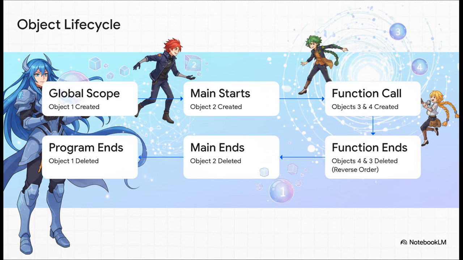Then main starts and object 2 is born. Then we call a function, and in that function, object 3 and then object 4 are created. But as soon as that function ends, they get destroyed in reverse order. 4 goes first, then 3, then main finishes, and 2 is destroyed. And the very last thing to go, right before the program shuts down, is that global object. It's a perfect last-in, first-out system.